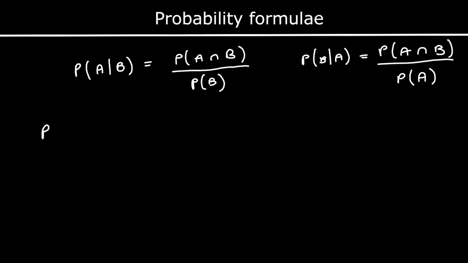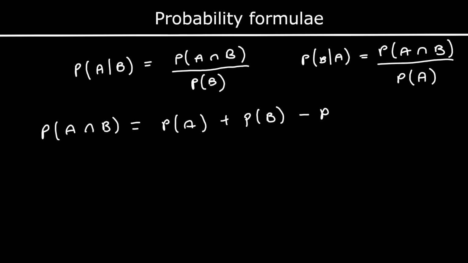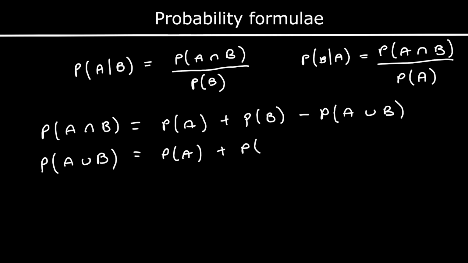Another formula we've got is the probability of A and B, the intersection of A and B, is the probability of A plus the probability of B minus the union of A and B. And we can add the union of A and B to both sides, take away the intersection, and another version of this formula is the probability of the union of A and B is the probability of A plus the probability of B, take away the intersection of A and B. So these are the formulas we're going to use, and they're going to help us answer these questions.